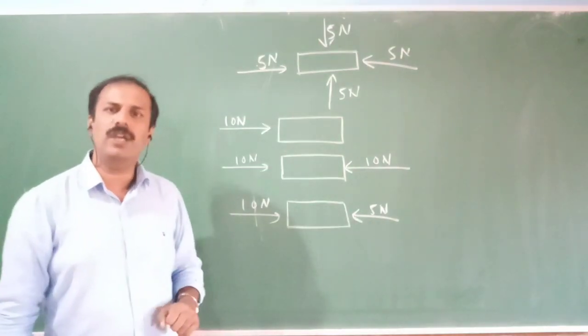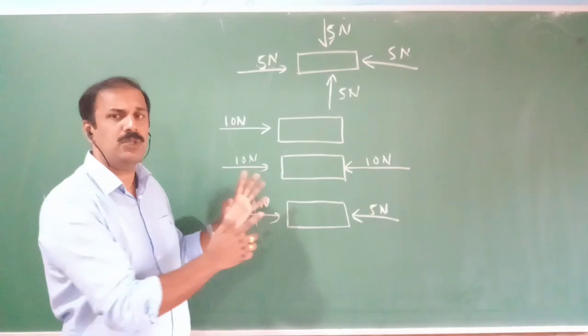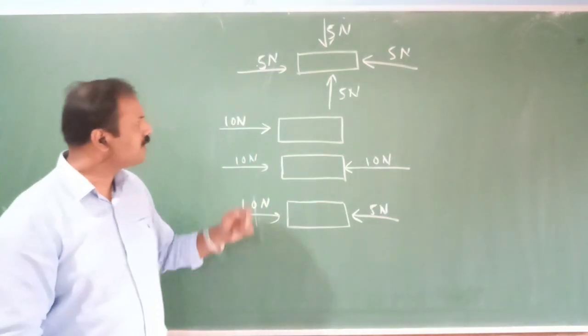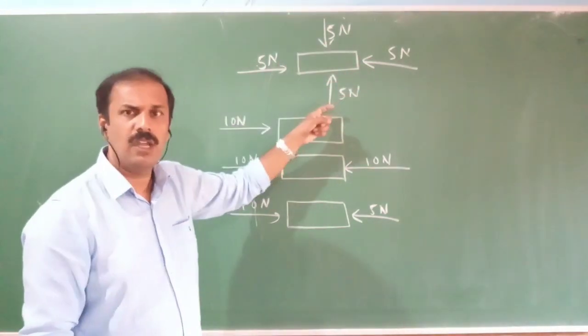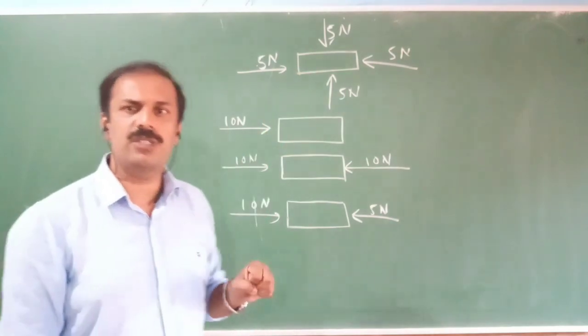On that side you have only 5 Newton, so this will move here. Okay, so these are the two types of situations. In one situation, for example in this one, we have so many forces. When you add all these forces, the net force is 0.